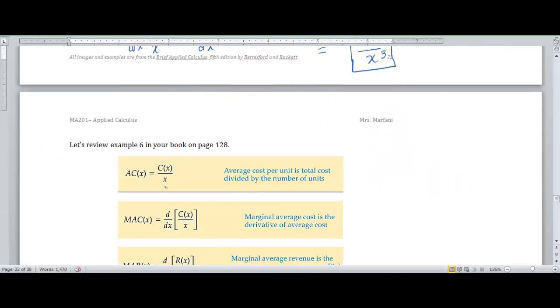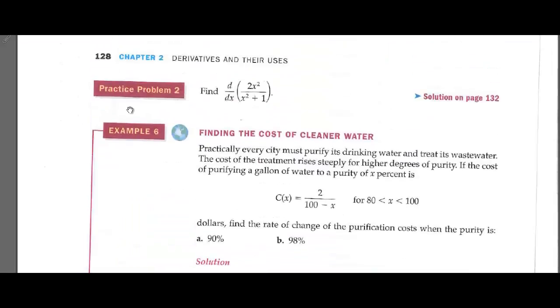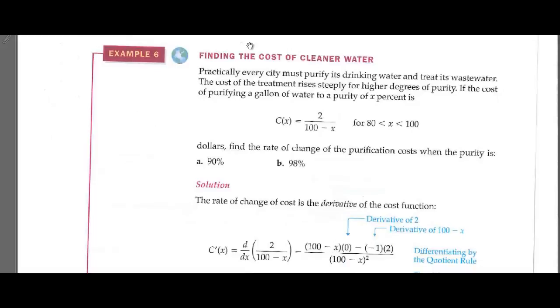Scroll down. Let's review example 6 in your book on page 128. Okay. So right here, finding the cost of cleaner water. Practically every city must purify its drinking water and treat its wastewater. The cost rises steeply for higher degrees of purity. If the cost of purifying a gallon of water to purity of x% is 2 over 100 minus x, find the rate of change when the purity is 90%.